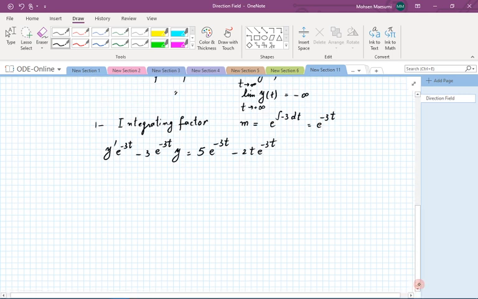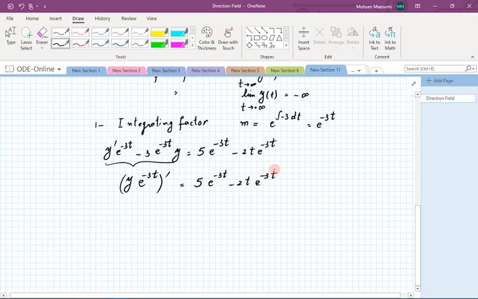Next, I verify the left hand side is, in fact, the complete derivative of a product, (y e^(-3t)) prime. If I differentiate: y prime times the second function, plus the derivative of the second function times the first function. And on the right hand side I have this expression.